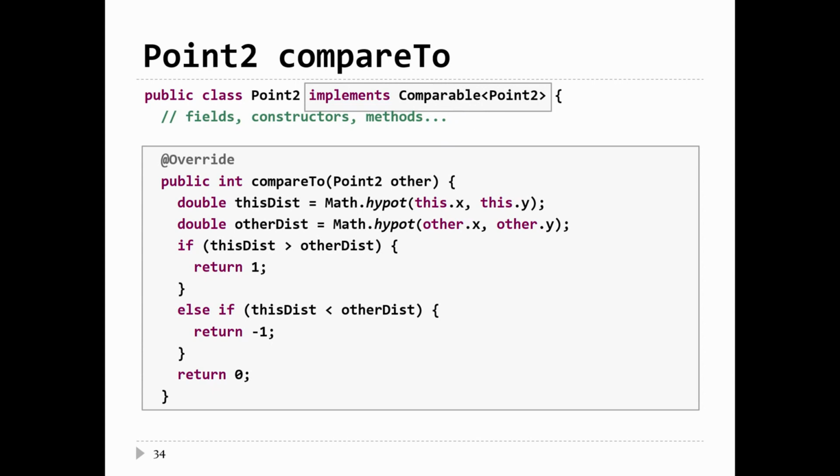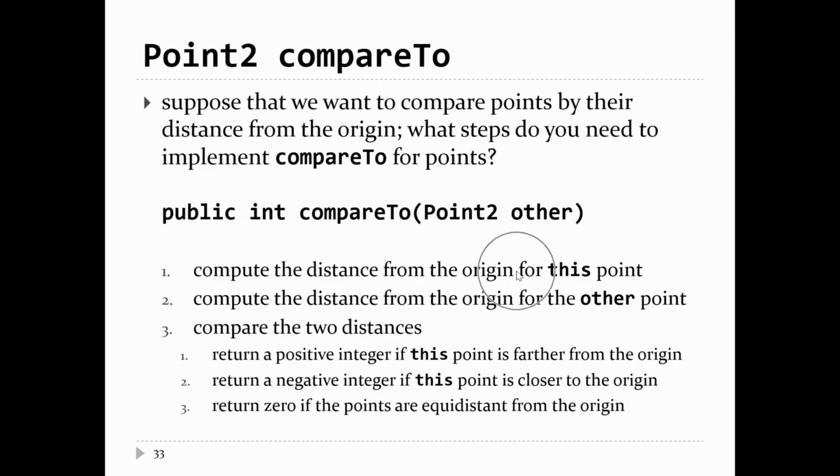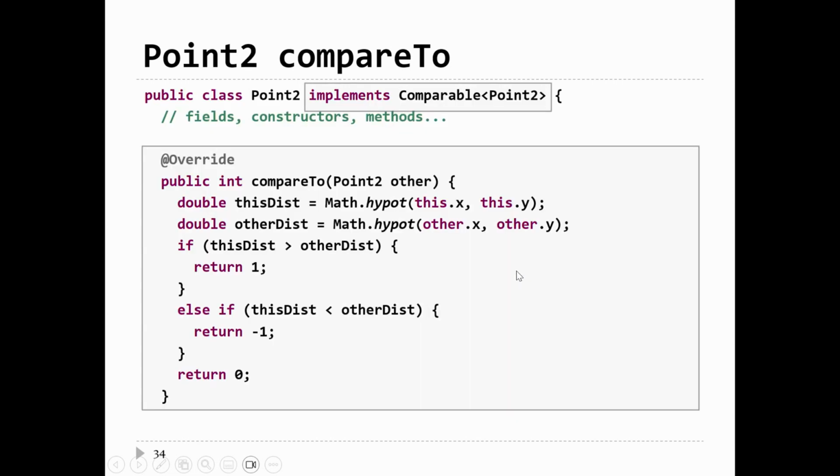Okay. Now compute the distance from the origin for this point. Our point just has an x and a y coordinate, so you can compute the hypotenuse of the triangle, where one side has length x and the other side has length y. X squared plus y squared, take the square root. There's a method in the math library called hypot that does that for you. Hypot is a lot better than computing the square root of x squared plus y squared.